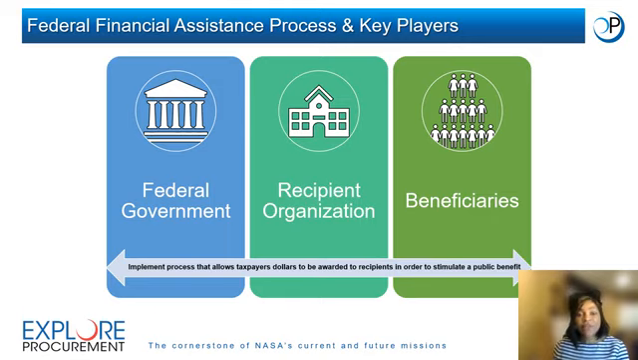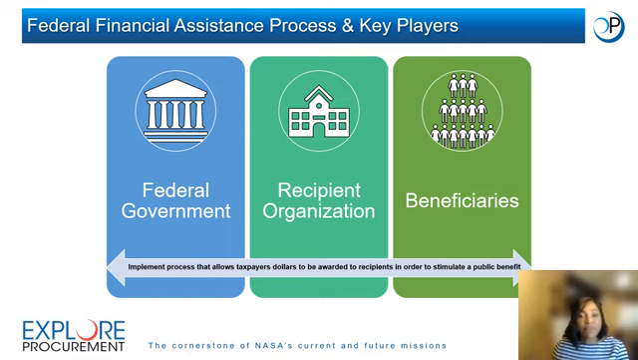A key player for the federal government is the awarding agency. Within the recipient organization, parties include the project director or principal investigator on research awards, and then the project team. In the case of a pass-through award, the primary recipient subawards funds to subrecipient organizations. Note that the term subrecipients means recipients of subawards and not contractors under awards.